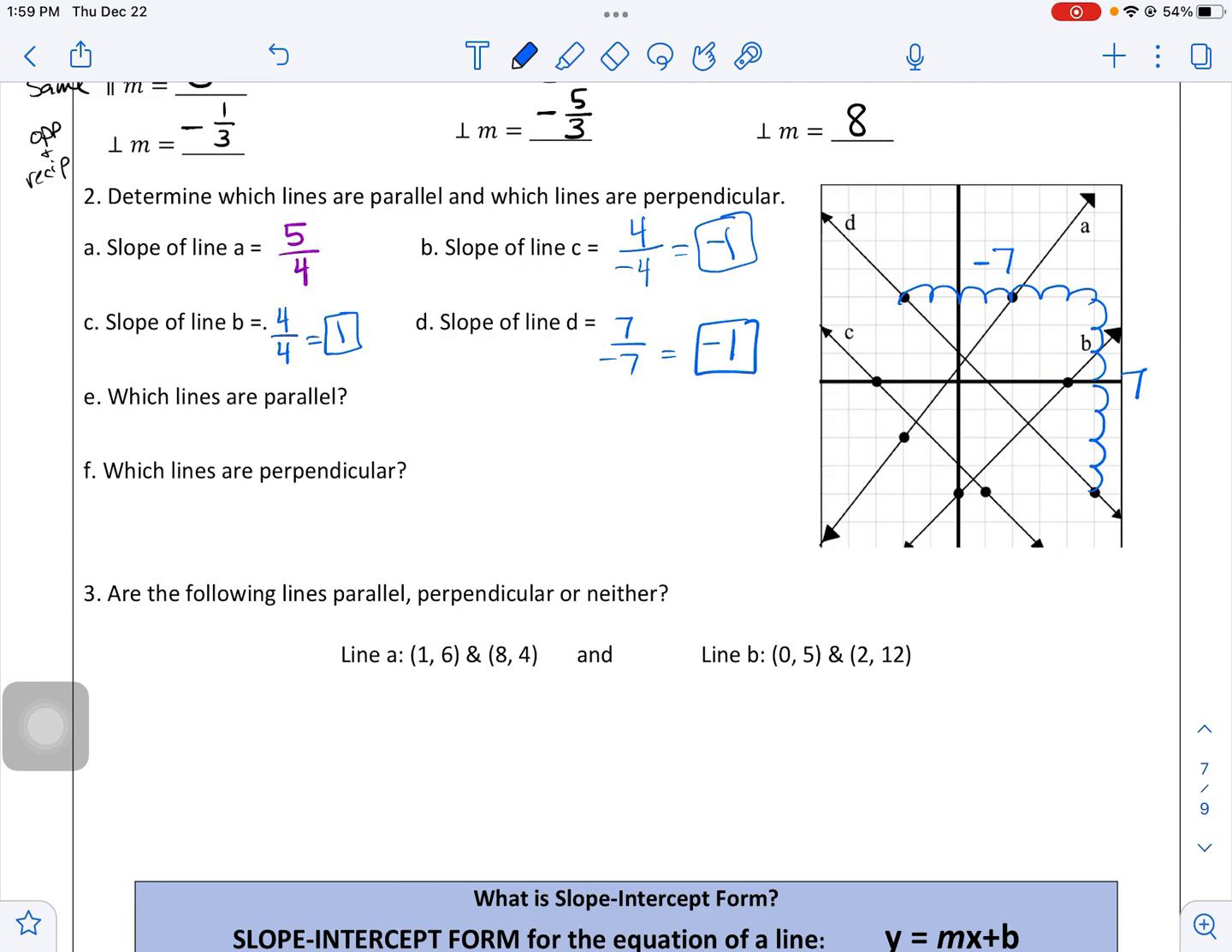So it says, which lines are parallel? Parallel, remember, means they have the same slopes. So I can see line C and line D both have negative 1 as their slope. So we are going to say C and D.